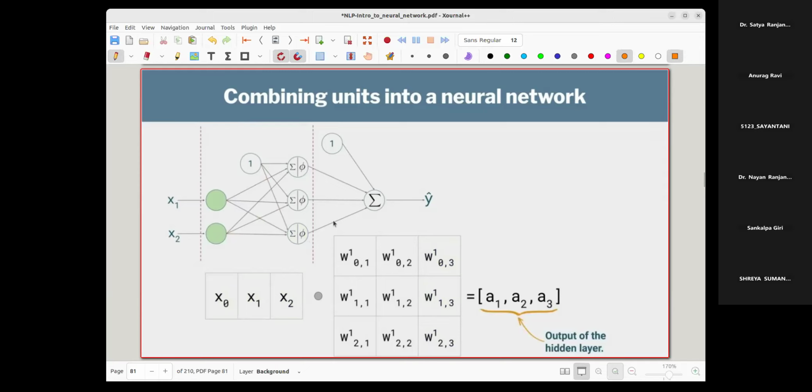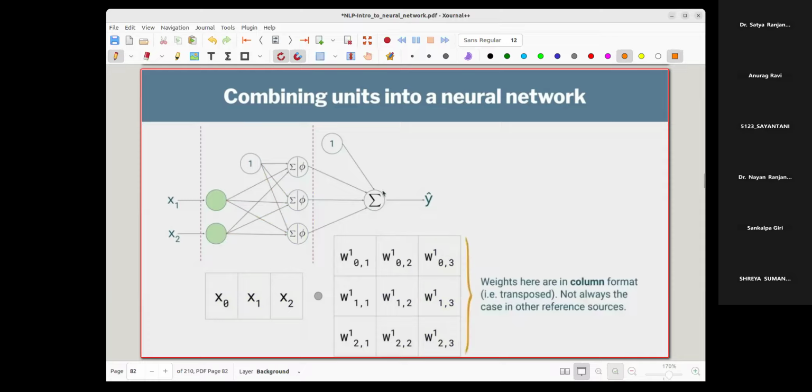Now this output is again fed to another neuron in the output layer. Generally we put these weights in column format. Sometimes you will see, instead of W01, 11, 21, the order 01, 11, 21 written the other way. If so, you just transpose it. So for simplicity, we have already transposed it so that it will be easier to understand. Okay.